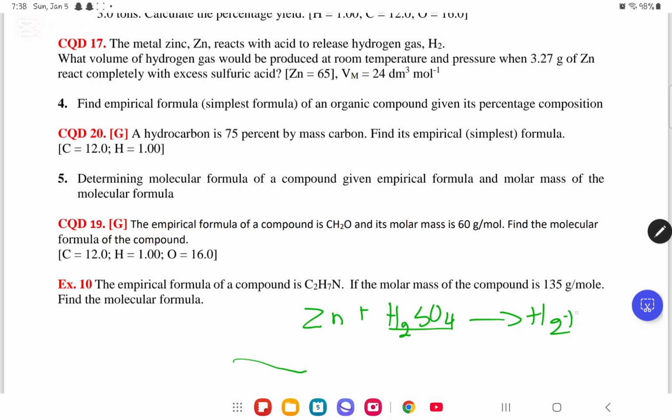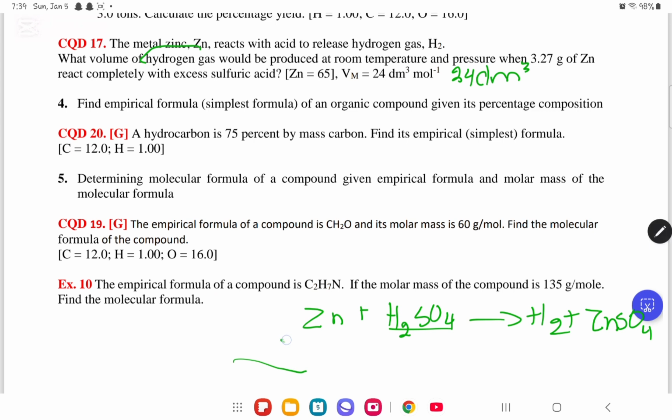So they will form a compound. Zn and SO4 will form a compound by themselves. So ZnSO4. So Zn plus our acid, which is H2SO4, will give us H2 plus ZnSO4. They told us what volume of hydrogen gas would be produced at room temperature and pressure, RTP. That means 24 is the volume, so 24 decimeter cubed. So what volume of hydrogen gas would be produced at RTP?